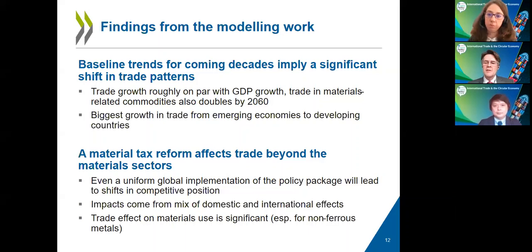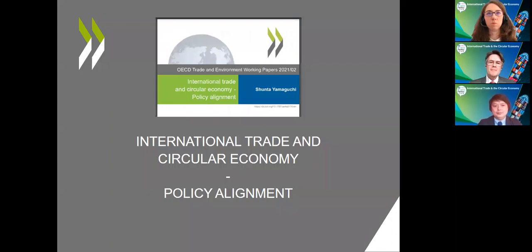you still get shifts between sectors, you get shifts between regions, and that means that the regional differences imply a shift in competitive position. So the impacts come from a mix of domestic and international effects, and trade effects on materials use are very significant, especially in non-ferrous metals, where you have differences in regional production costs.